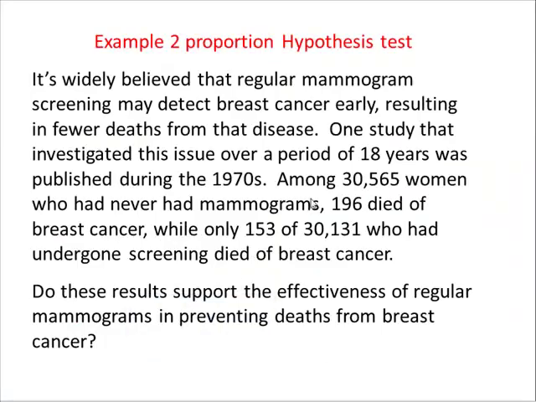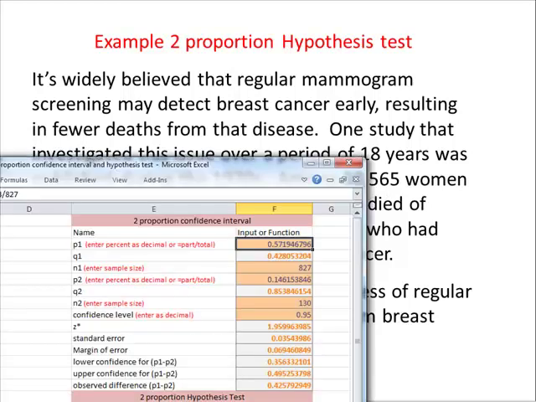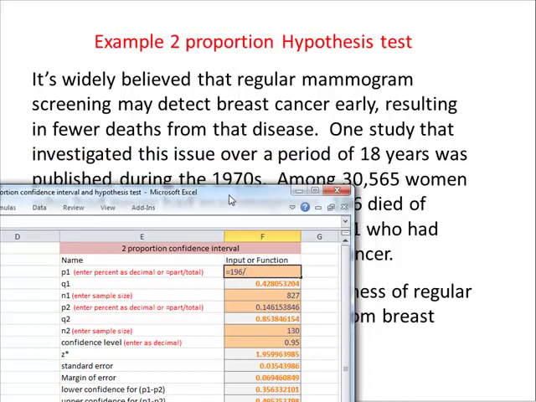So they are 196 out of 30,565. That's your p1. So we'll do equals 196 out of 30,565. And then n1, that's the 30,565.